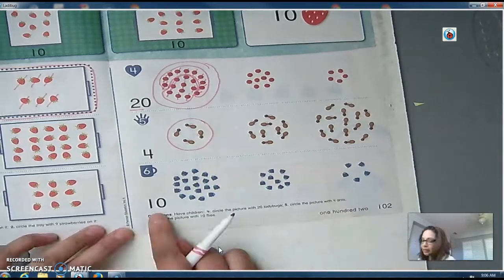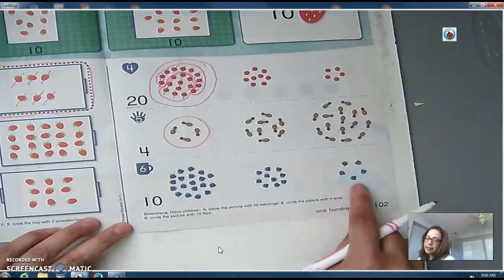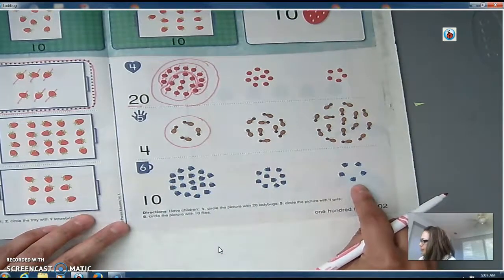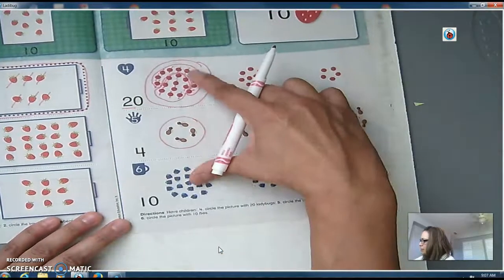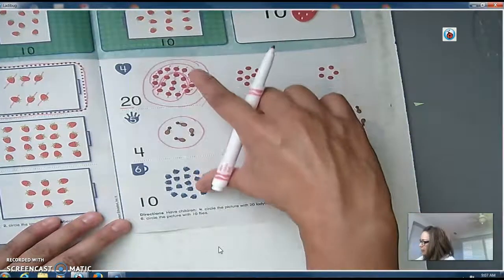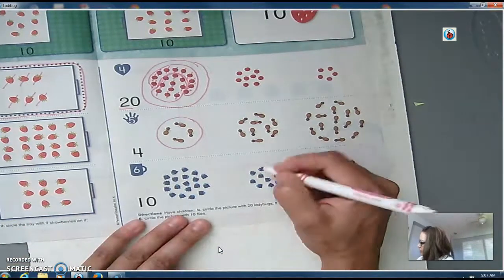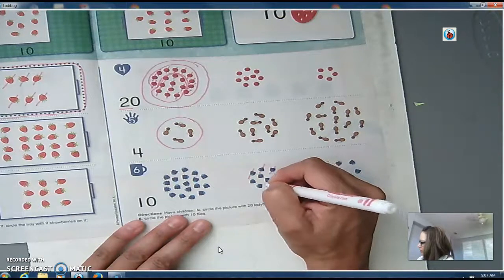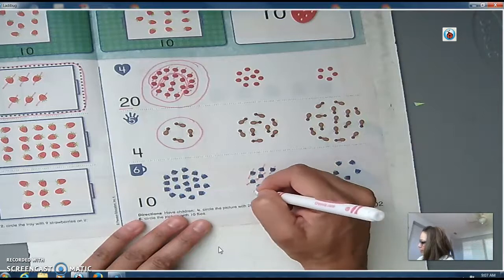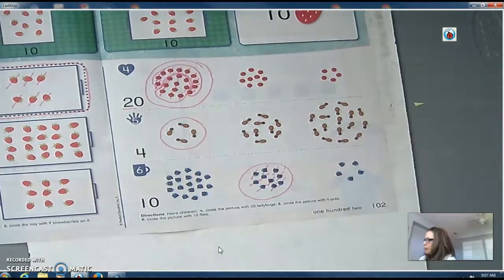All right, now this one is going to be a little tricky because this says 10. And I know it's not going to be this tiny group, but it could be one of these. Now, compare. I want you to look at 10 and look at 20. All right, look at those 2 groups. They kind of look the same. So maybe we should go with this one and see if there's 10 first. You ready? 1, 2, 3, 4, 5, 6, 7, 8, 9, and 10. Let's circle.